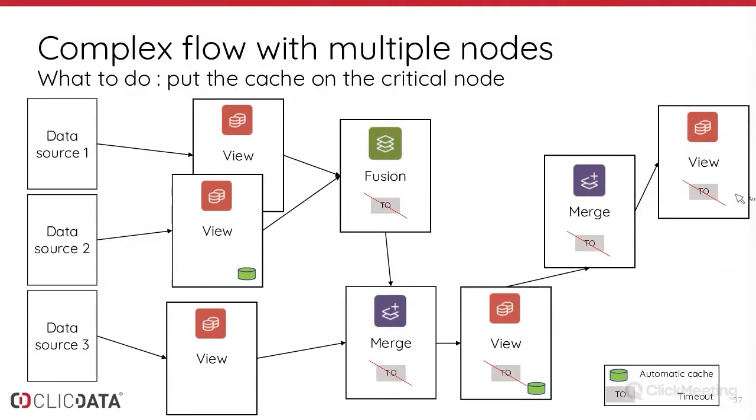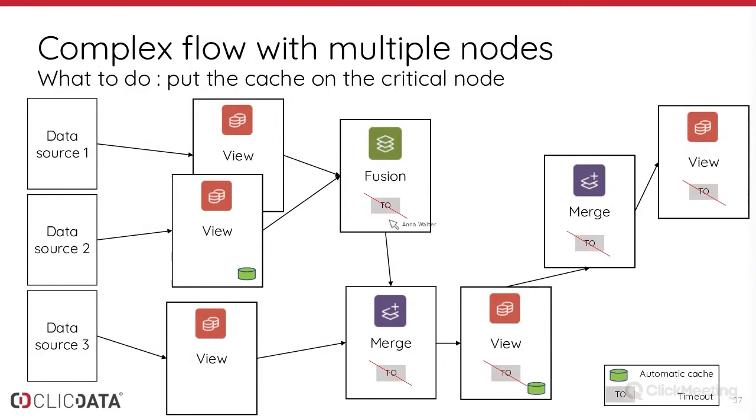So the best idea is actually to do some reverse engineering. For example, we can imagine that this view was used in a dashboard which was actually timing out. So by going back to this view, we could see that this merge was actually also timing out. And this view here, which was the parent, was also timing out, and this merge as well. So this one, though, was not timing out. So it means that this view might be pretty straightforward. And the merge here could actually time out because of that fusion or maybe because of that view.